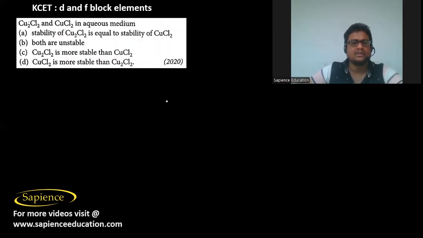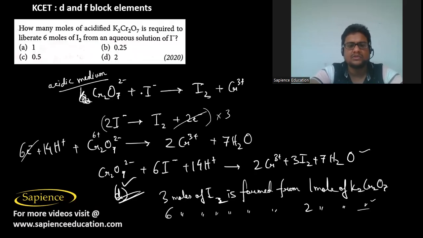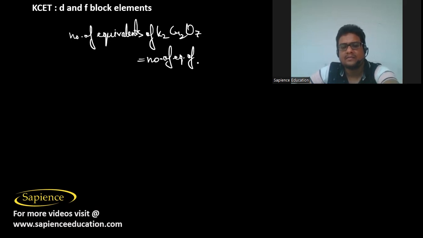Then here it is told that Cu2Cl2, or in the previous question, we can also solve it by using the law of equivalence. So here we have to say that the number of equivalents of K2Cr2O7 should be same as the number of equivalents of I2.